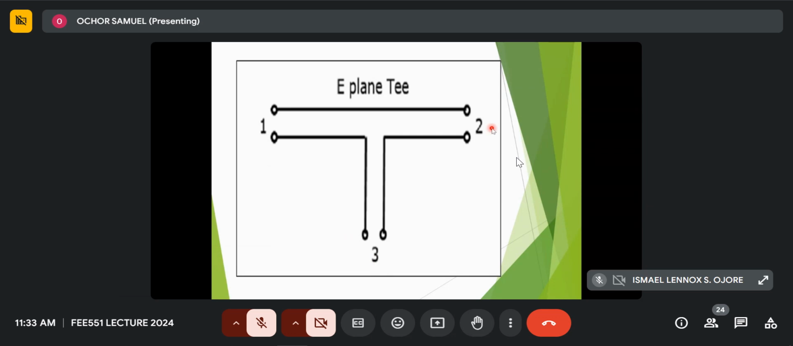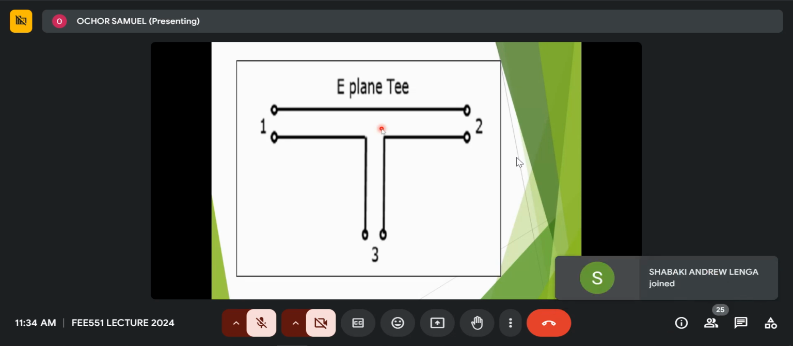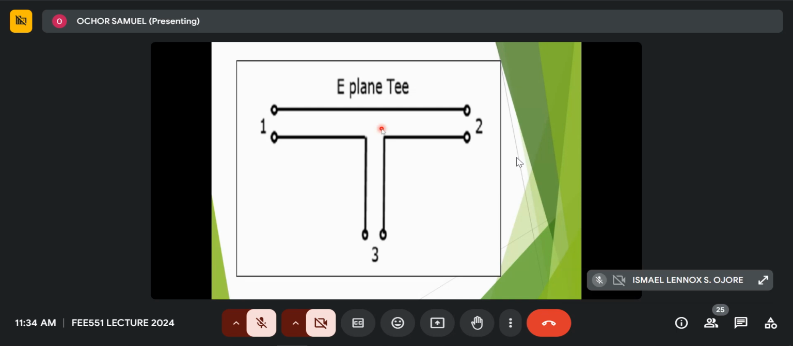What this means is if you use port 3 as the input, port 1 and port 2 are going to be the output. If port 3 is the input, the wave is going to be divided between port 1 and port 2. They are going to be divided equally, but there's going to be a change in phase. The outputs will be 180 degrees phase shifted. Meaning, if at port 1 the electric field is pointing upwards, at output port 2 the electric field will be pointing downwards, a 180 degrees phase shift.